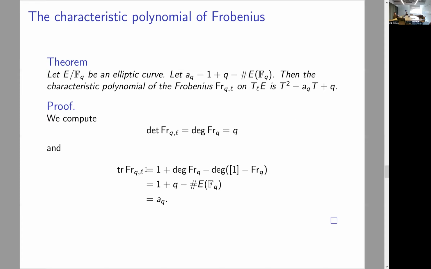Well, we use this corollary of the previous theorem to say the trace of this matrix is 1 plus the degree of the map that induces it minus the degree of the identity minus that map. And remember, earlier on, we discussed how 1 minus the Frobenius is a separable map. Therefore, its degree equals the size of its kernel, which we said is precisely the number of F_q points. So the trace of Frobenius is 1 plus the degree of Frobenius, q, minus the number of F_q points, which is a_q. And thus the characteristic polynomial is exactly what we want.